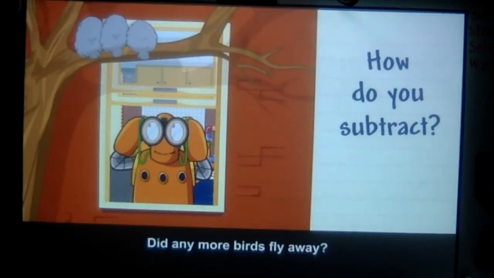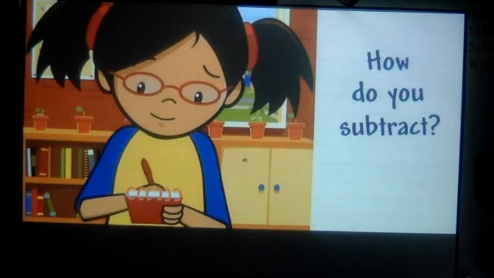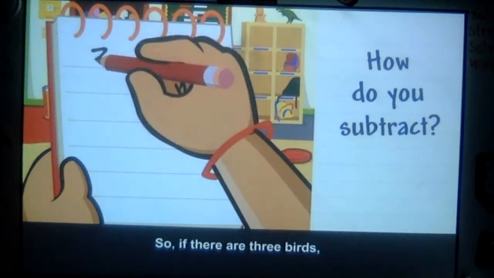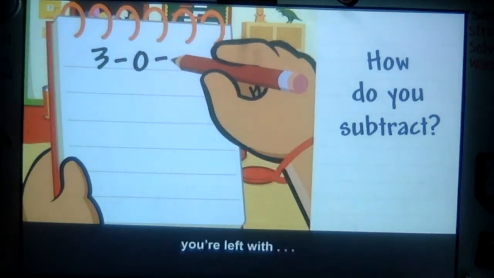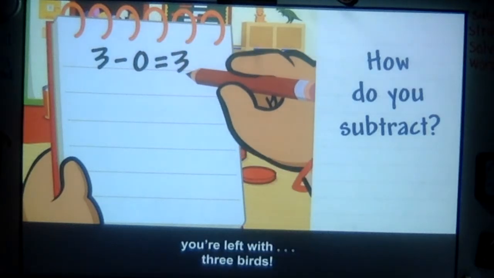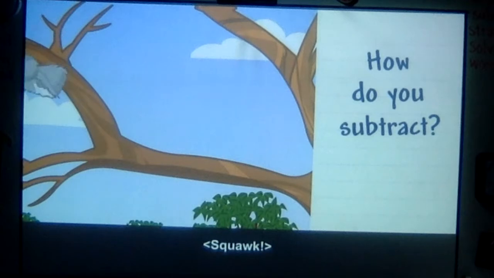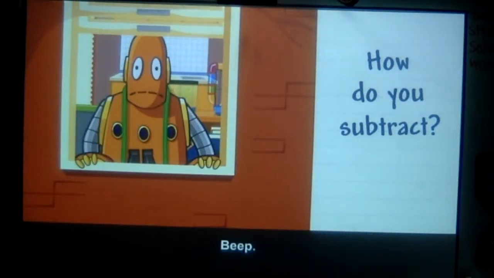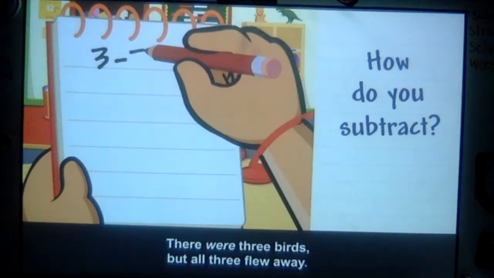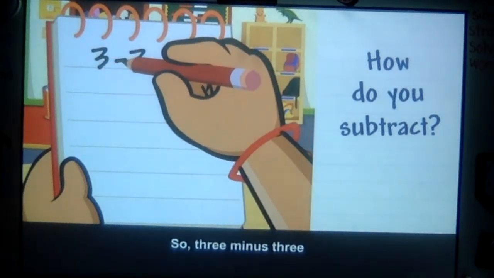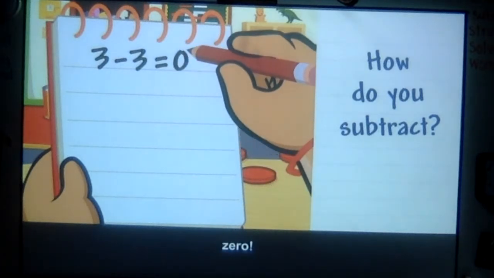Did any more birds fly away? So, if there are 3 birds and 0 of them fly away, you're left with 3 birds. There were 3 birds, but all 3 flew away. So 3 minus 3 is equal to 0.